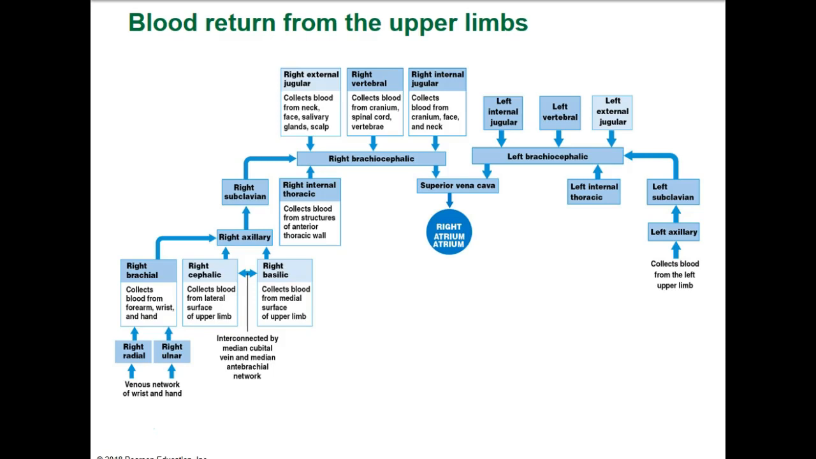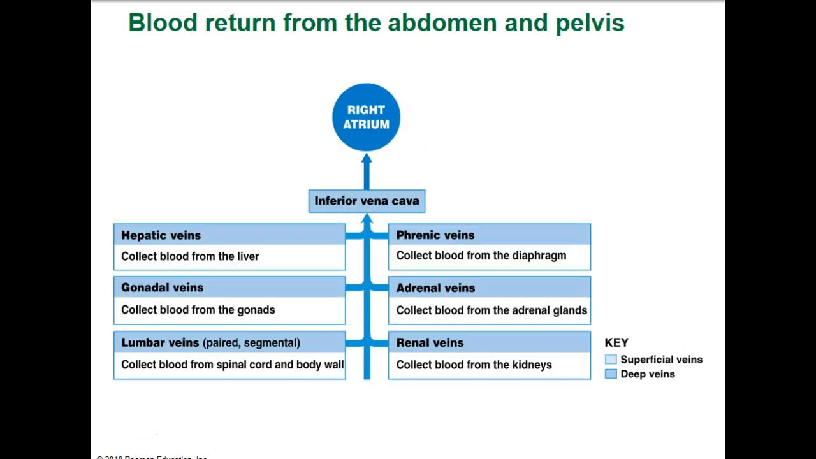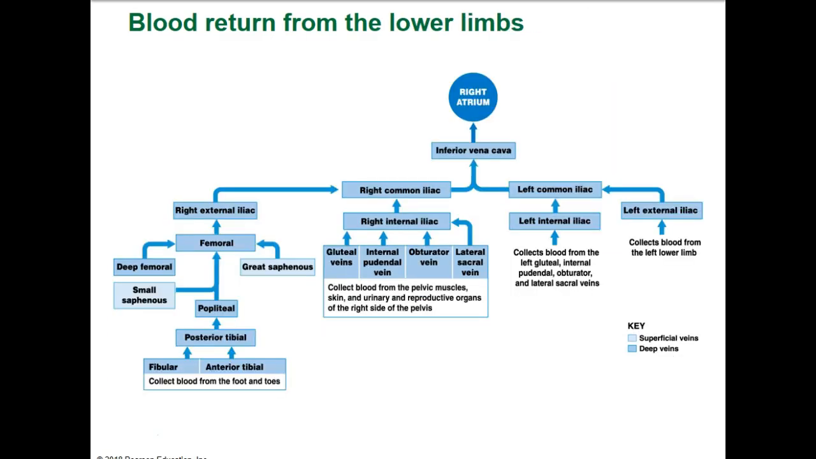Here we have a diagram showing blood return from upper limbs. So here's the veins. Again, just a different version to help you remember. Thoracic blood return to the heart. And blood return from the abdomen and pelvis. Here's blood return from the lower limbs.